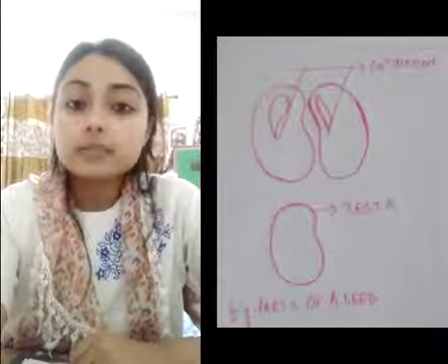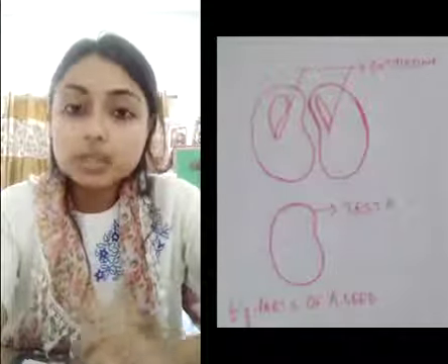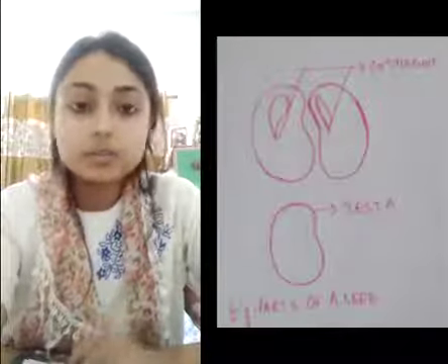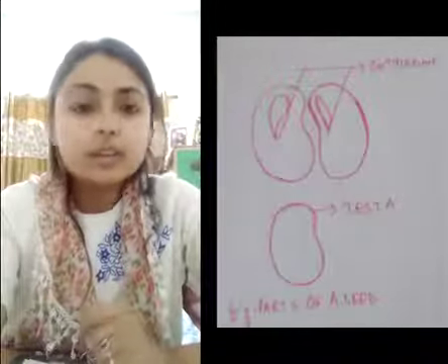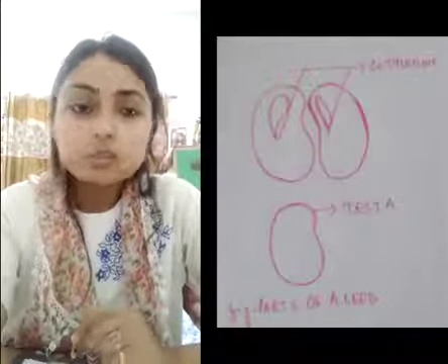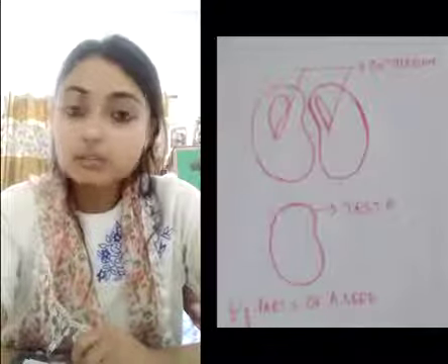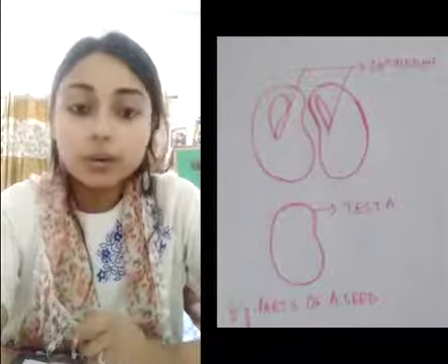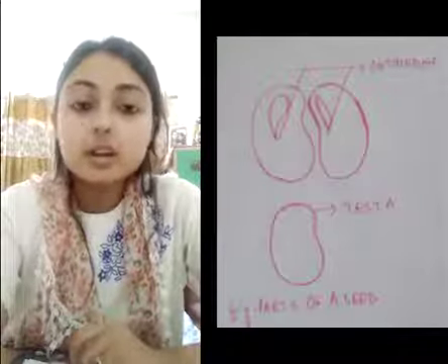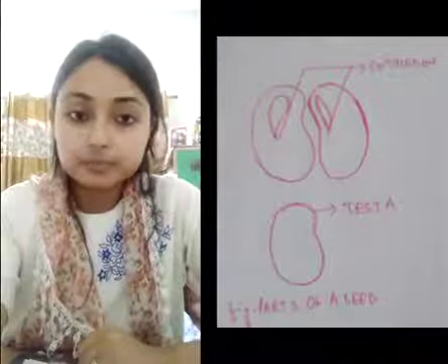If the seed falls down, who is protecting it? It is the seed coat which is protecting the seed. Now, there is a tiny hole in the seed coat. A small hole is there. What is the function of this tiny hole? It allows the inward flow of water.